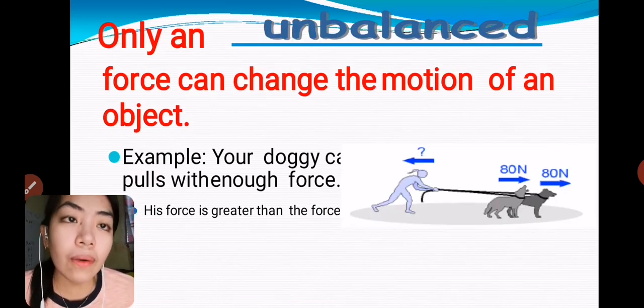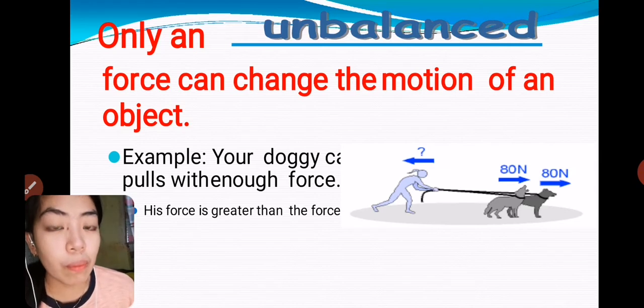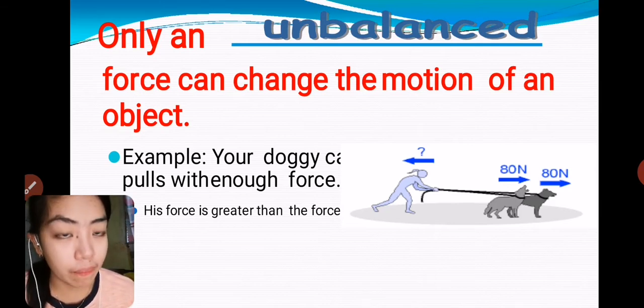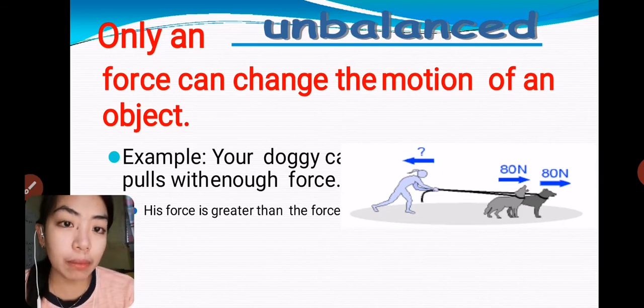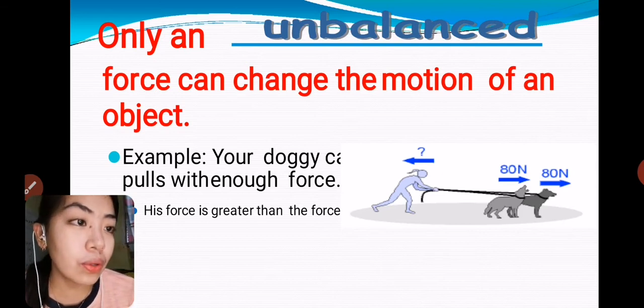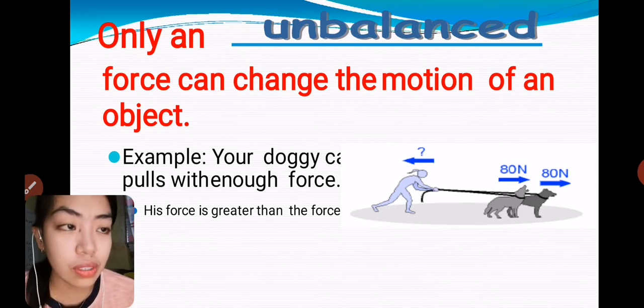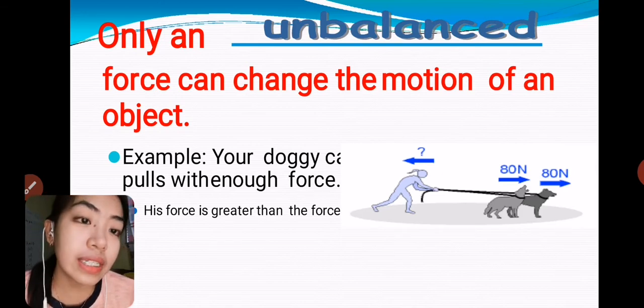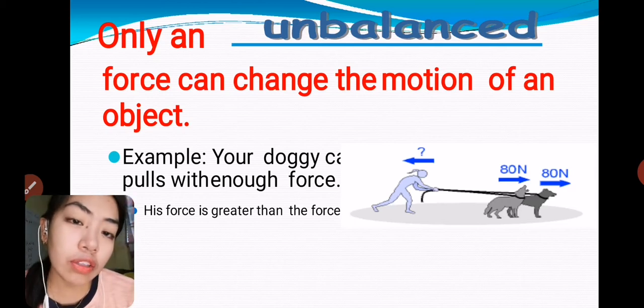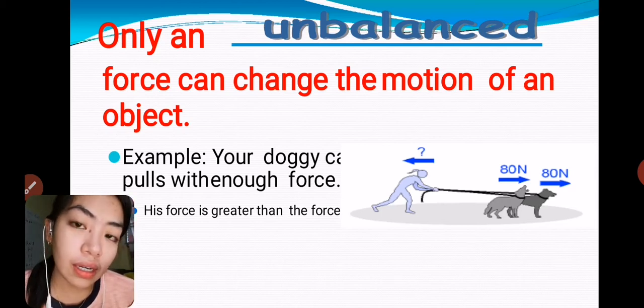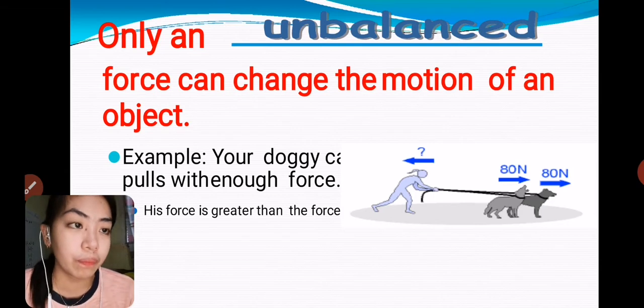Next. Only an unbalanced force can change the motion of an object. Pagdating kasi kay balanced, dahil 0 newtons yung kanyang net force, ibig sabihin, hindi siya gumalaw or walang motion na nangyari. Another example is this one. Yung dogs natin ay pareho silang tag 80 newtons yung force. Then, for example, ikaw ito. Kunyari, ang force mo is also 80 newtons.